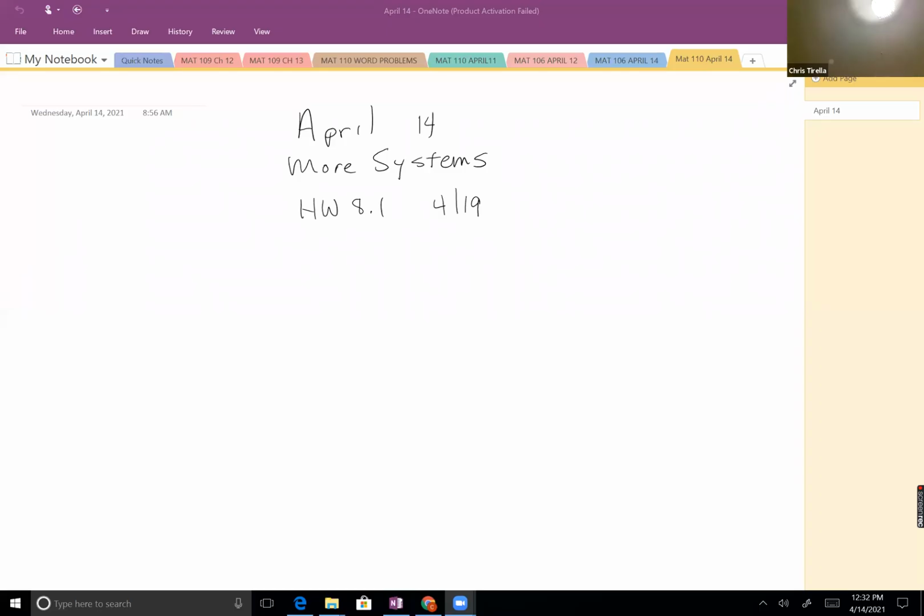Today we're going to look more at systems of equations. So far we've looked at solving systems, and we're going to again in this class focus on solving them algebraically. So to solve systems, we've got substitution, or that addition elimination method.